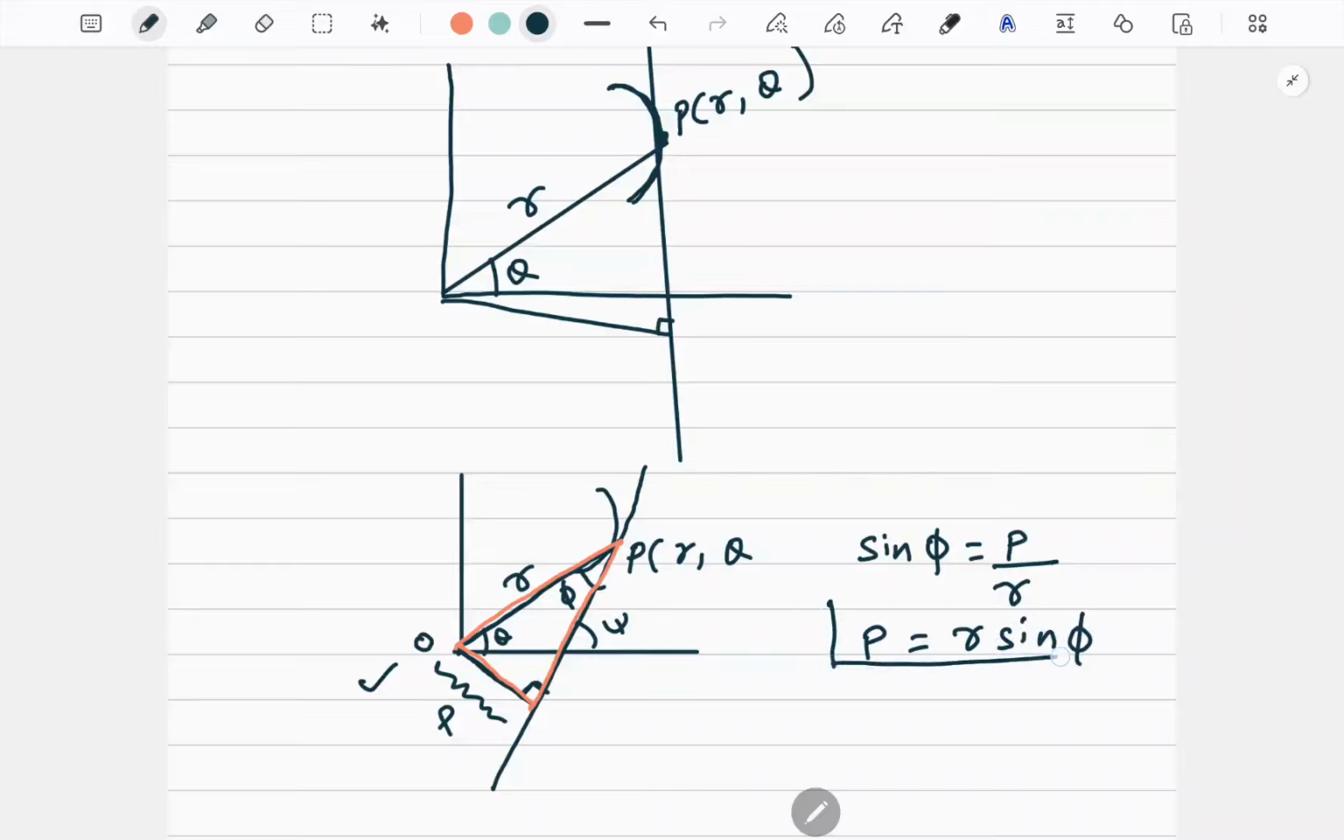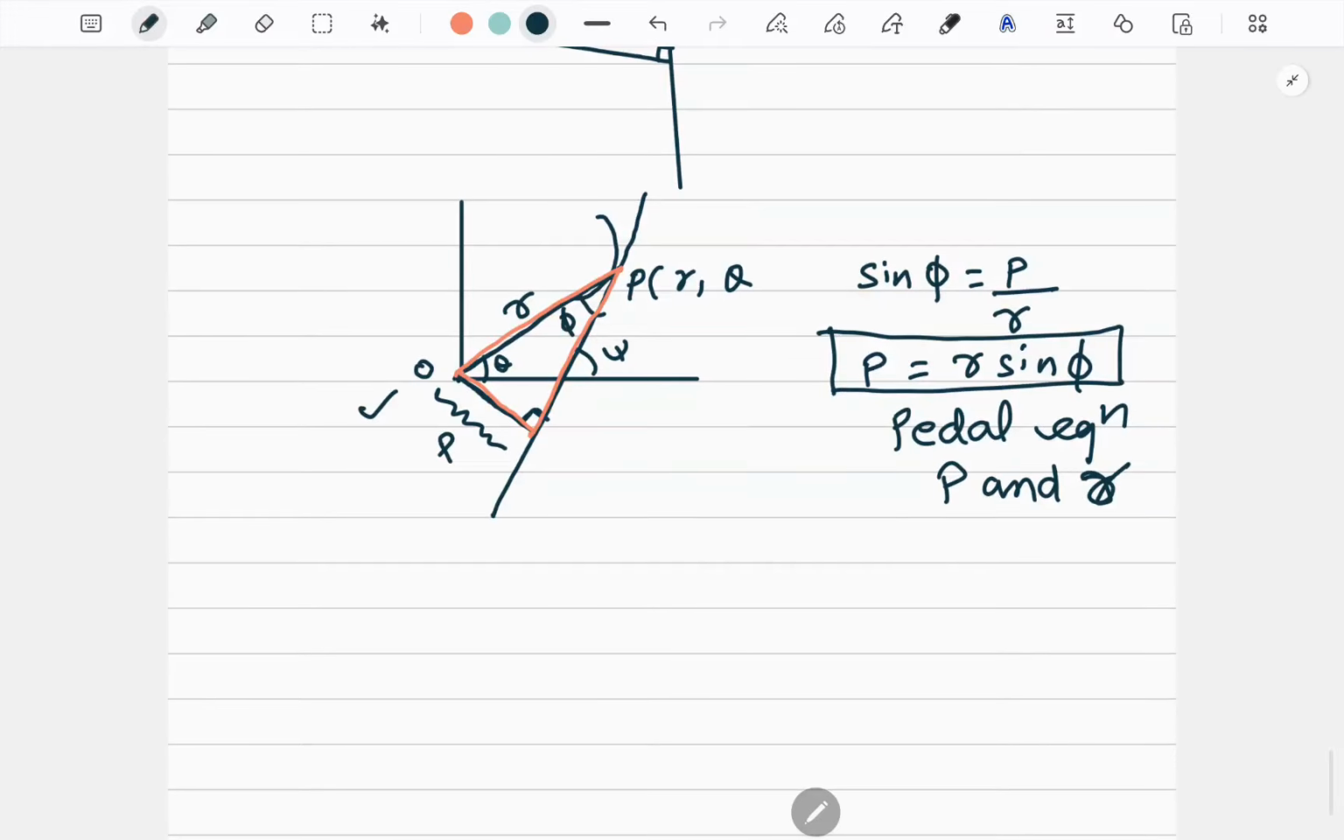This equation is a very important equation, and this is called the pedal equation. So basically the pedal equation is the relation between p and r. Okay, the pedal equation is a relation between p and r. So whenever somebody says Cartesian form, you will see an equation in x and y. Whenever somebody says polar form, you will have an equation in r and theta. Whenever somebody says pedal form, it is an equation between p and r.